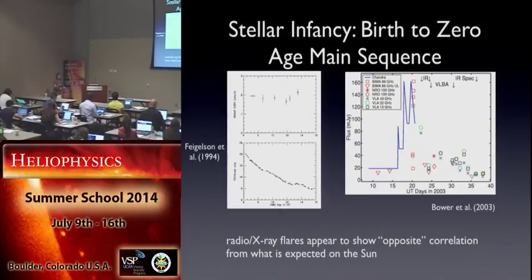And here is another counterexample to the radio X-ray flares that I showed you before that illustrate the Neupert effect. This is just an example where these two young stars show radio flares and show X-ray flares, but it's not the Neupert effect. And what could be happening there is an interesting question.